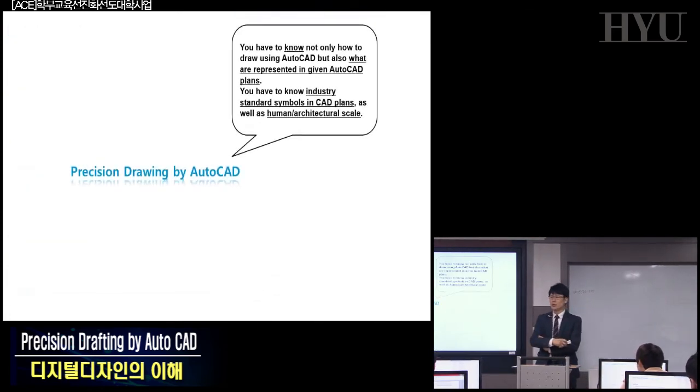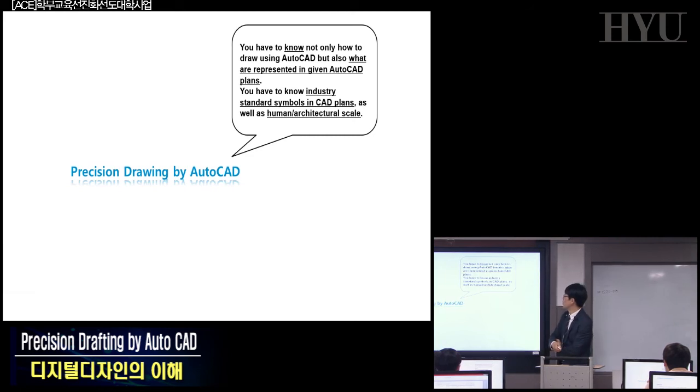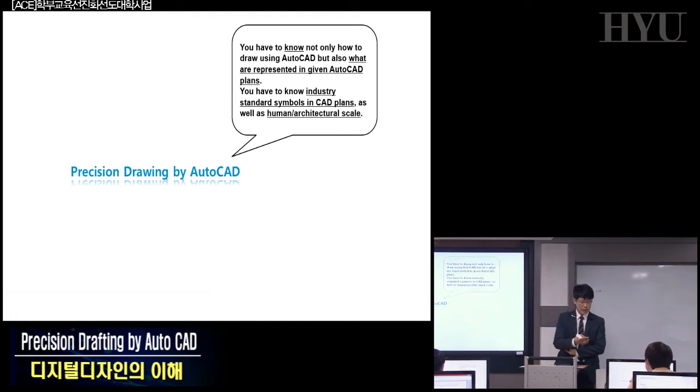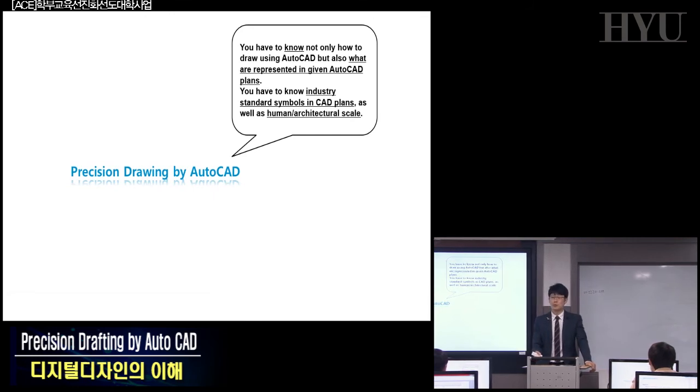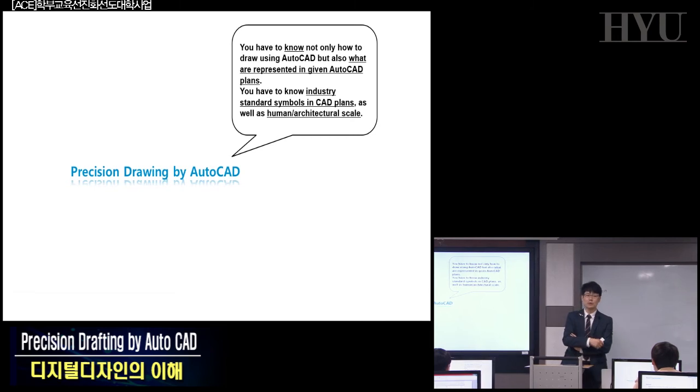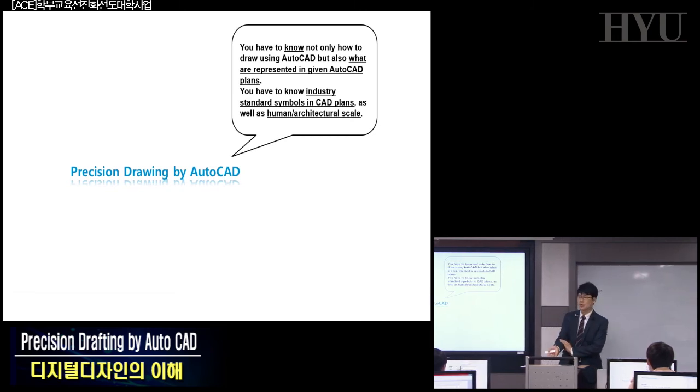So why do we use AutoCAD? Actually, when we are dealing with AutoCAD, you have to know not only how to draw using AutoCAD, but an even more important thing is what is represented in the given AutoCAD plans, what you have to do, how to draw. That's the big issue. That means you have to know the industry standard symbols in CAD plans. Not just CAD plans, hand drawing plans are also the same, industry standard.